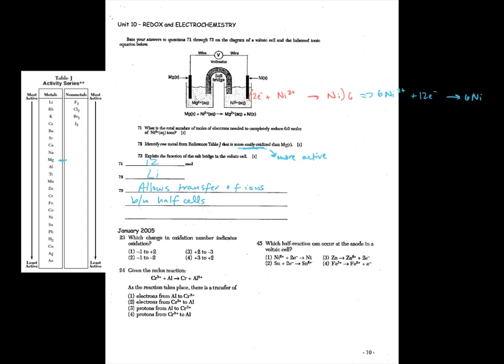Let's start with 23. Which change in oxidation number indicates oxidation? So we're losing electrons, become more positive. And that is choice 1.